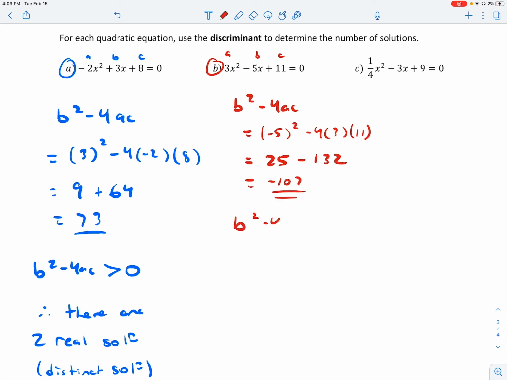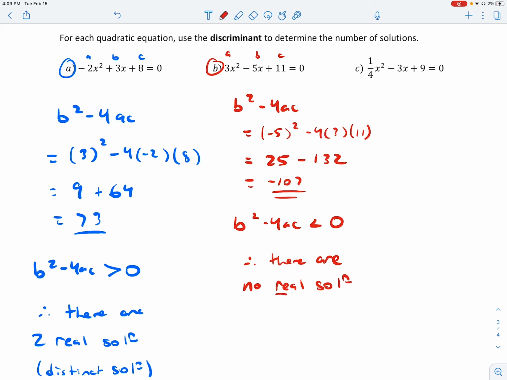So our b squared minus 4ac this time is less than 0. Okay, that means we would have a negative under the root in the quadratic formula, which means there are no solutions. There are no real solutions.